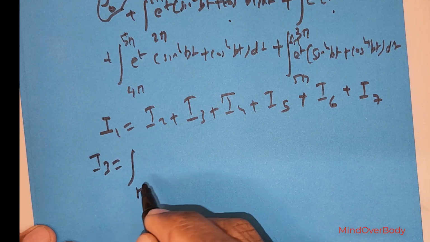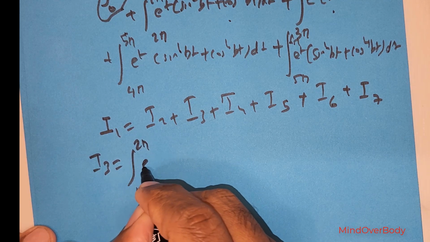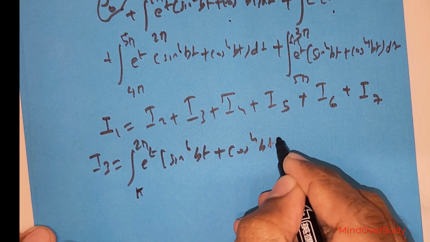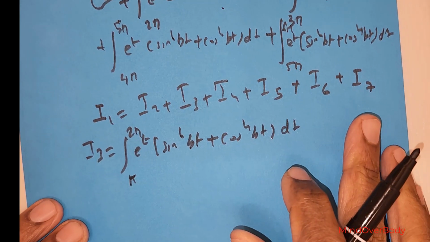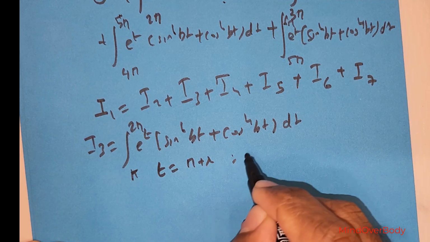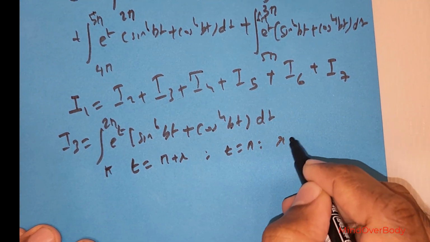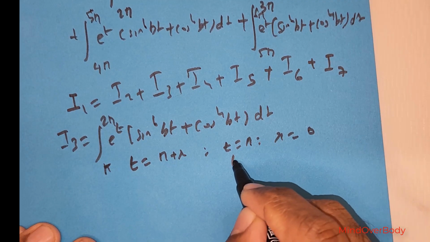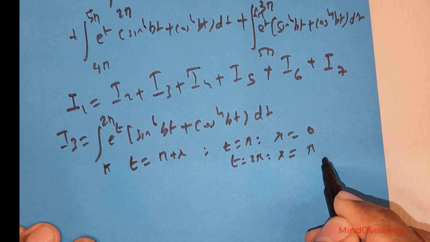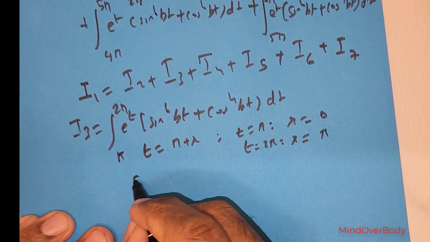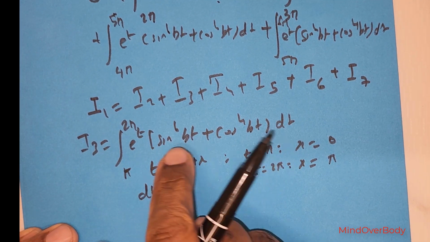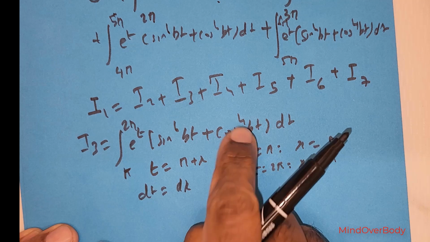I3 is the integral from π to 2π of e^t sin^6(bt) + cos^4(bt) dt. Now let me take t equal to π + x. Therefore when t is equal to π, x will be equal to 0. When t is equal to 2π, x will be equal to π. dt is going to be equal to dx. When I substitute t equal to π + x, there won't be any change in the integrand.